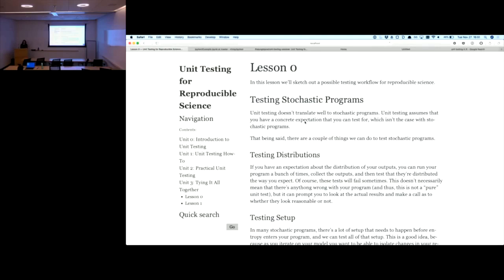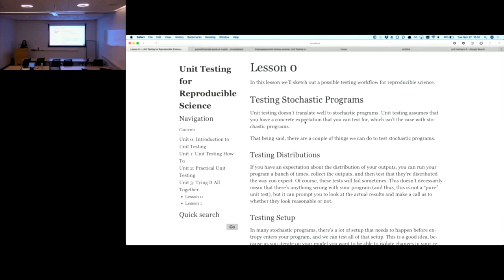That being said, there are still a couple of things that we can do to test stochastic programs. The first thing is, if you have an expectation about the distribution of your results, you can run your program a bunch of times, collect all of the results, and then have a test that looks at all those results and makes sure that it matches your expectation. I leverage this quite a lot.